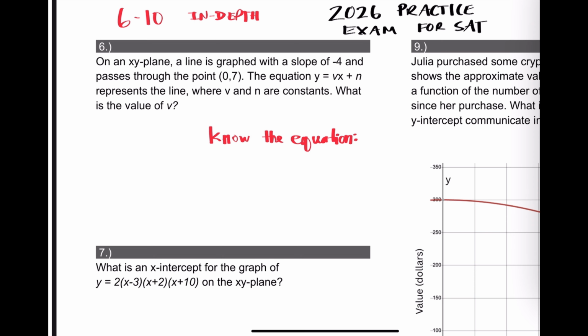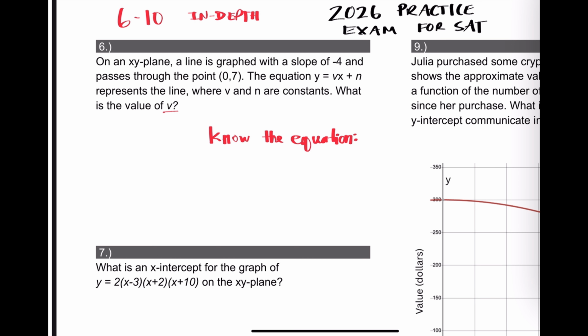It says, on an XY plane, a line is graphed with a slope of -4 and it passes through the point (0, 7). That would be the y-intercept. The equation y equals vx plus n represents the line where v and n are constants. What is the value of v?